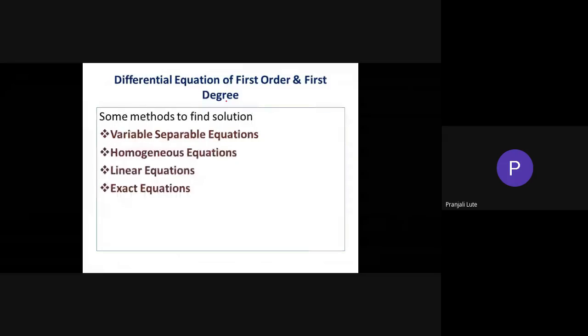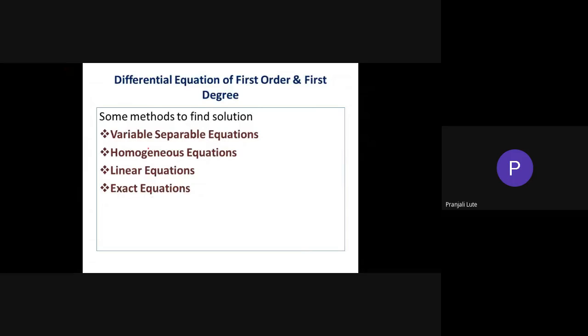We have to solve such types of equations having first order and first degree. There are some methods of solving differential equations of first order and first degree. The first one is variable separable equations, which means first we separate the variables of the given differential equation. Second is homogeneous equation. Third is linear equation. And fourth is exact differential equation.